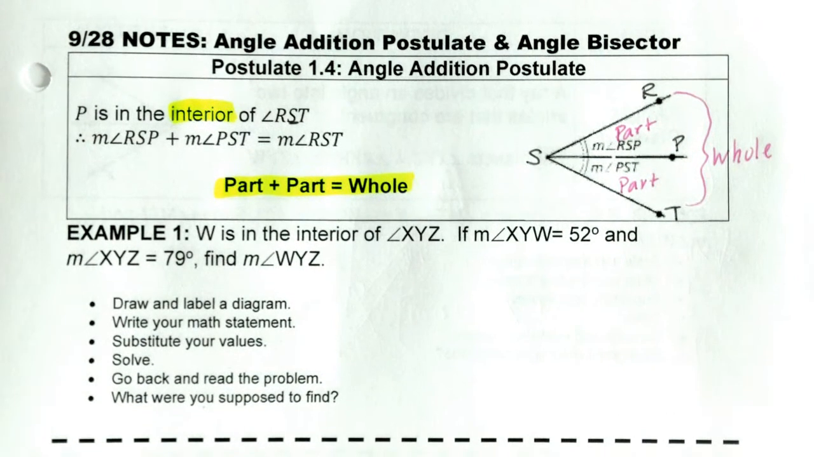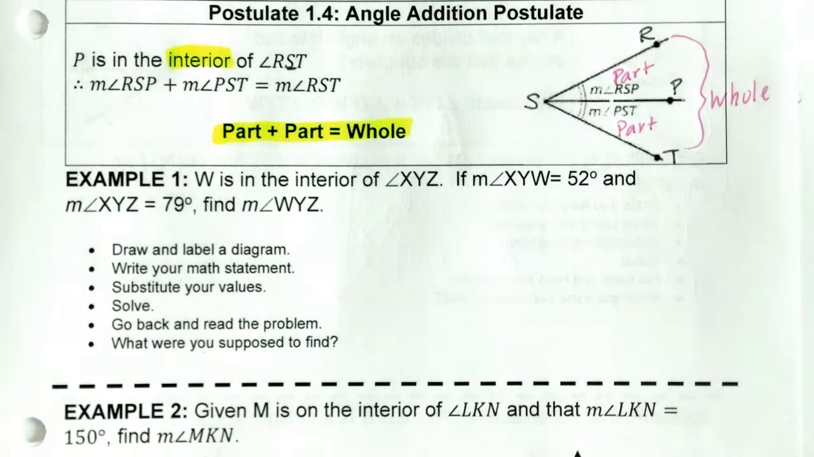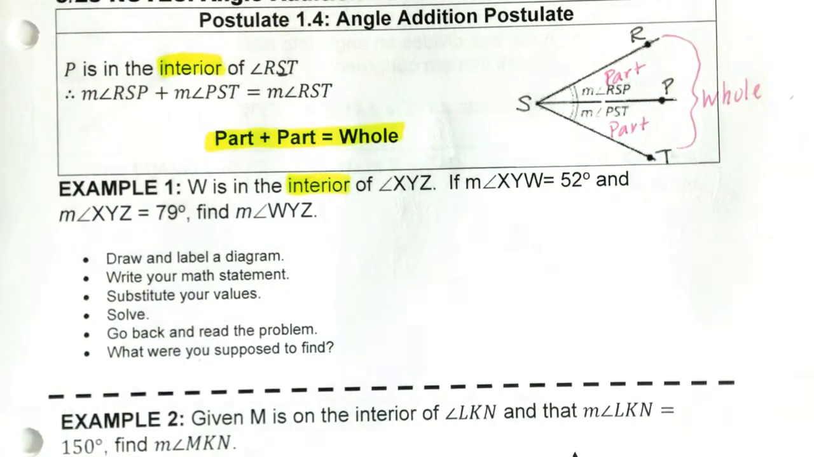So, the first example we have is just going to be based on what we did yesterday on the back side. We're just sticking with numbers. Okay? Here we're going to have W is in the interior. Ooh, we need to highlight that. The interior of angle XYZ. Then they're going to give us some information and ask for some other things. With these bullet points here, we need to make sure we're going through, and let's see. We need to first draw and label our diagrams.